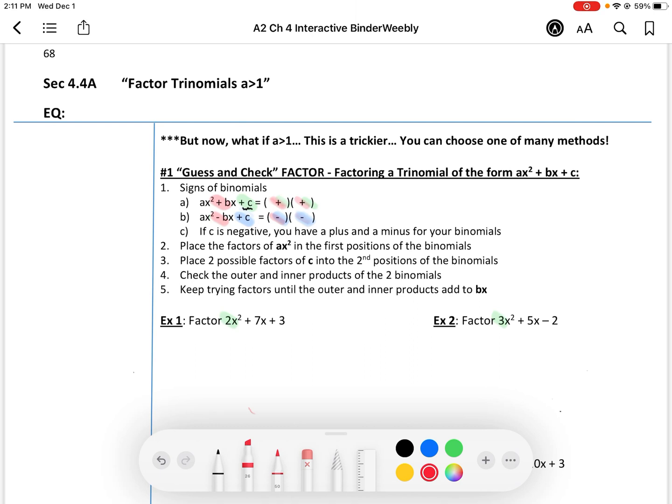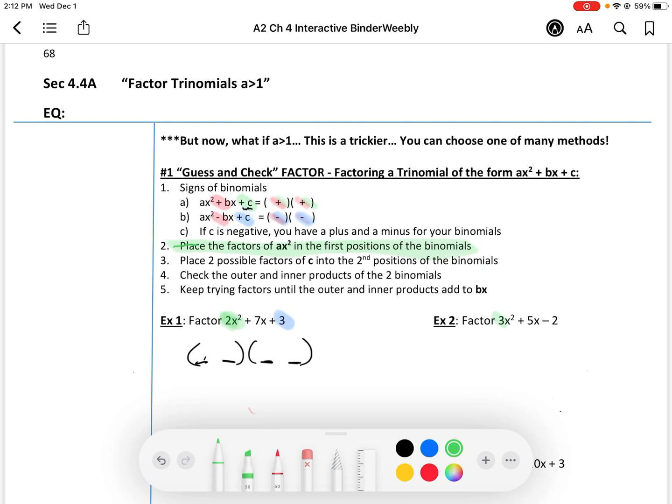All right. I'm going to try to factor example number 1 here in a second. And this is what we call the guess and check method. We're going to try to multiply to get this 2x squared, and we're going to try to multiply to get this 3. Now, as you remember from factoring last section, when we multiply to get a trinomial, it's usually because we're multiplying two binomials together. A binomial means two terms in each parentheses. So we're going to place factors of the ax squared term in the first position of binomials.